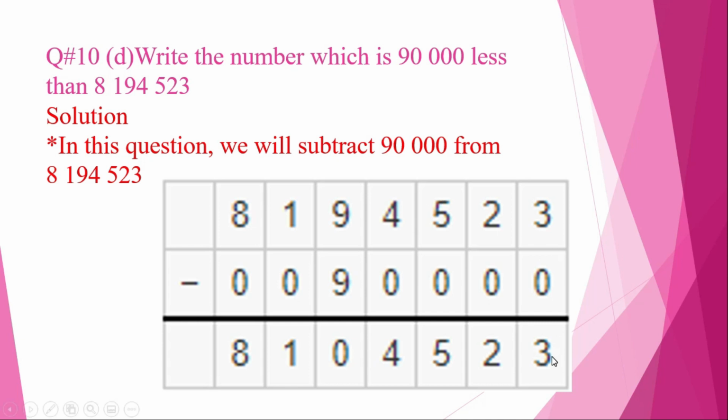Now 3 minus 0 is 3, 2 minus 0 is 2, 5 minus 0 is 5, 4 minus 0 is 4, 9 minus 9 is 0, 1 minus 0 is 1, and 8 minus 0 is 8. And here is our answer: 8,104,523.